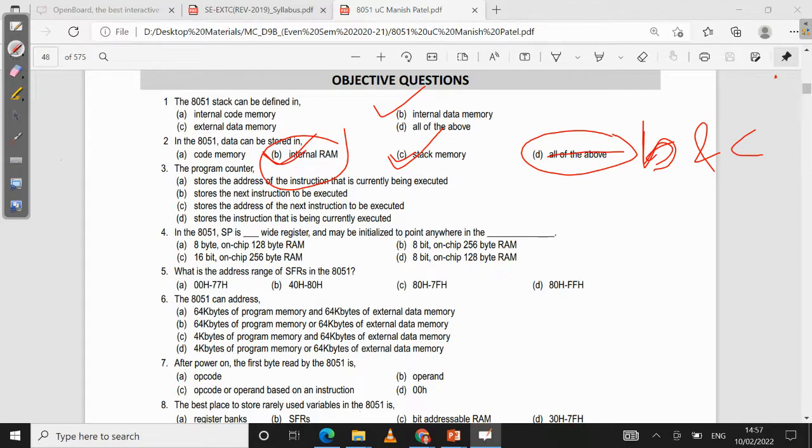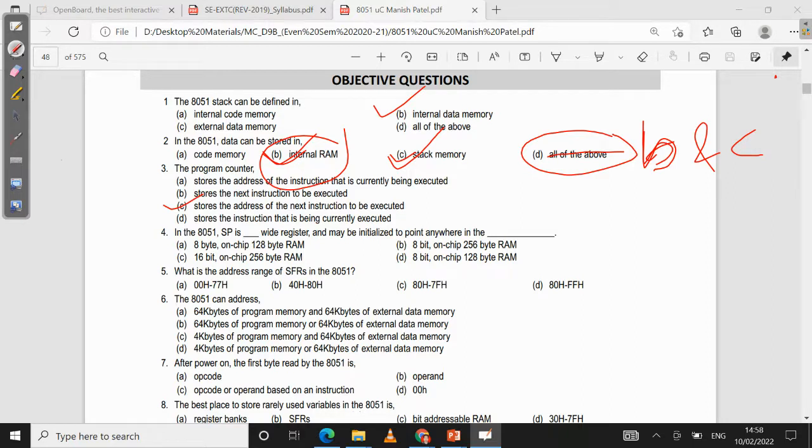Some of you say C. Somebody also said B, I think. Okay, so the right answer is: the program counter stores the address of the next instruction to be executed. Yes, you are right. C is the right answer.